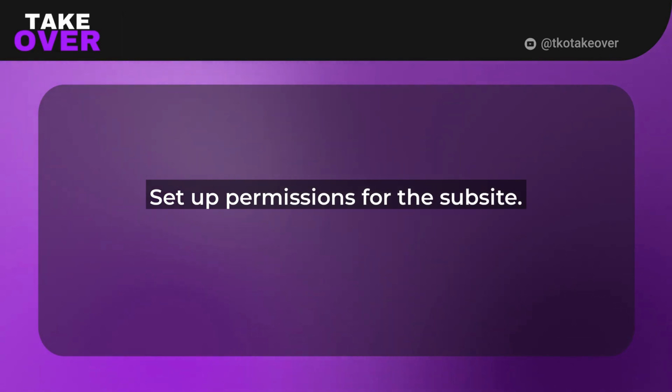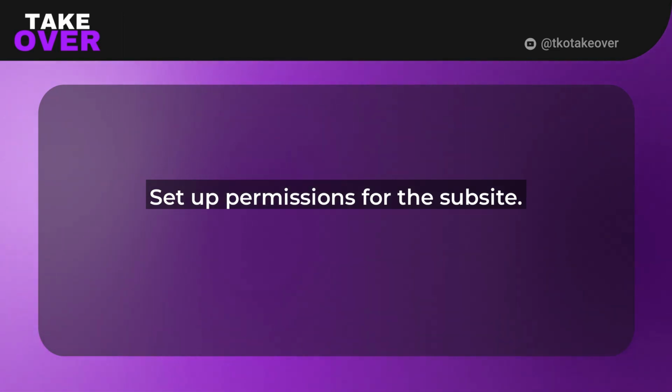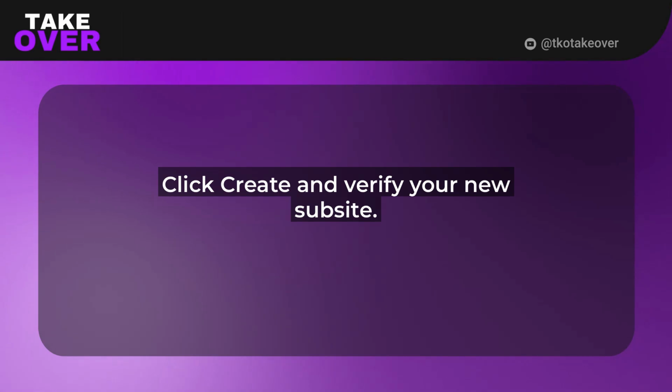Step 4. Set up permissions. You can inherit from the parent site or create unique ones. This is where you decide who gets access, great for departmental isolation. Finally, hit Create and watch SharePoint work its magic.